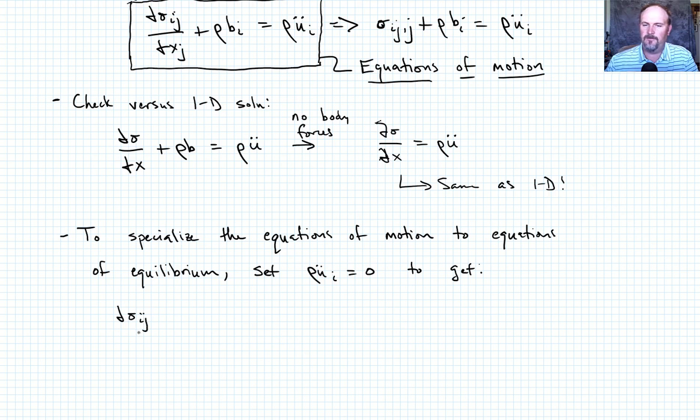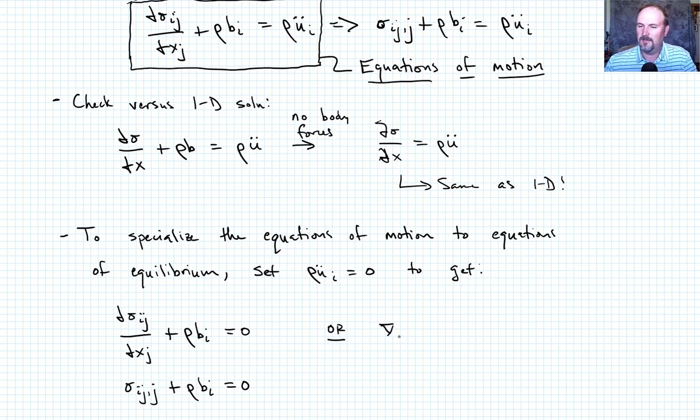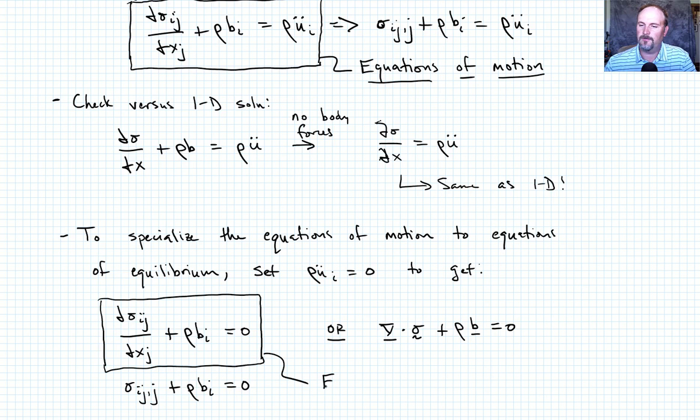Partial sigma ij partial xj plus rho bi is equal to 0. Or you could write that as sigma ij comma j plus rho bi is equal to 0. If you want to write that in direct notation, that looks like del, the gradient operator, dot sigma plus rho b is equal to 0. Okay, these are all equivalent. I'll just circle this first one here for you. These are the equations of motion, or sorry, equations of equilibrium.